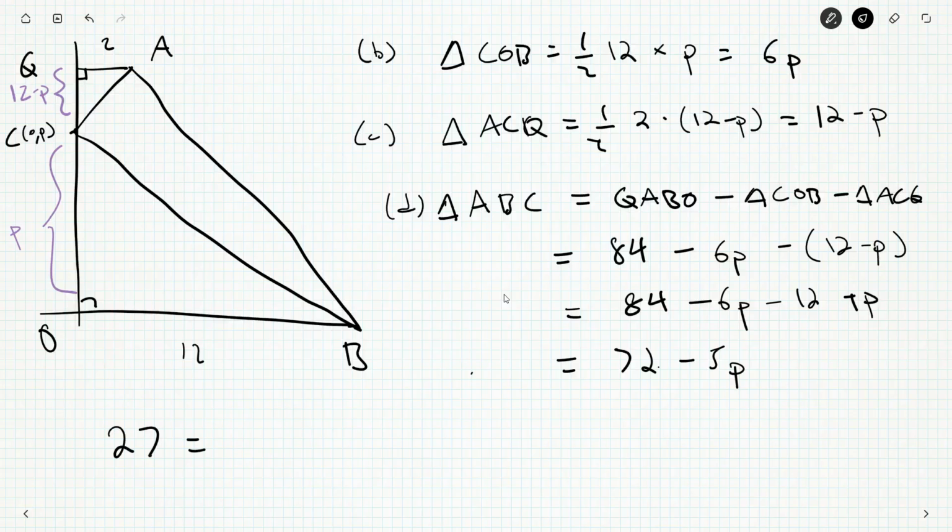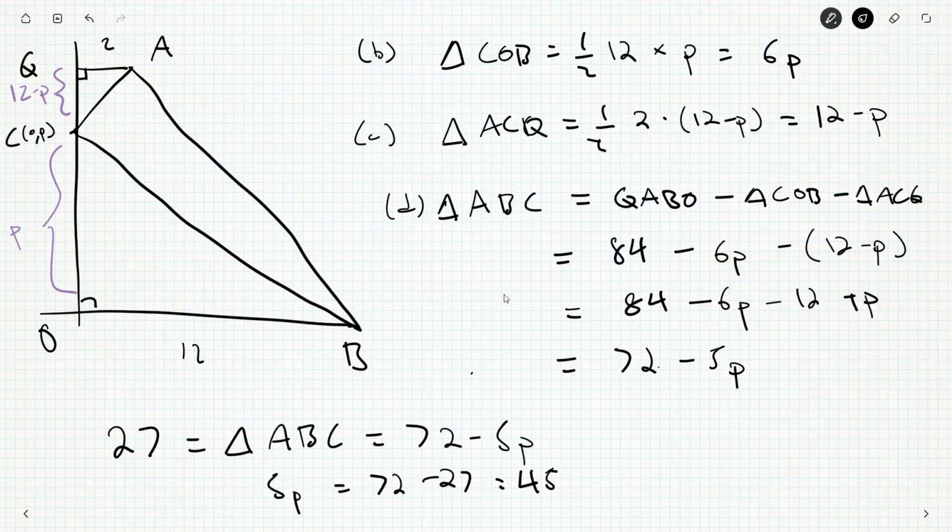So if 27 is the area of ABC, that's 72 minus 5p. I'll bring the 5p over to the other side. 72 minus 27 is 45. So p is going to be 9. There we go. That actually went really, really fast.